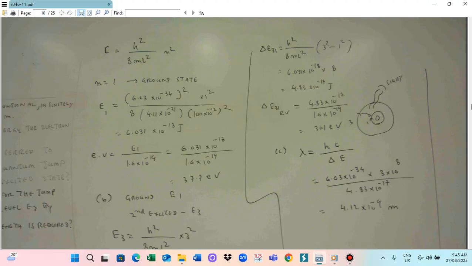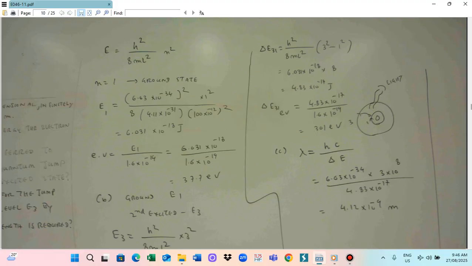The wavelength of the light is equal to hc divided by delta E. So lambda is the wavelength of the light, h is the Planck constant, c is the velocity of light, and delta E is the change of the energy. So in this case, the change of the energy that we already know is 4.83 × 10^-17.